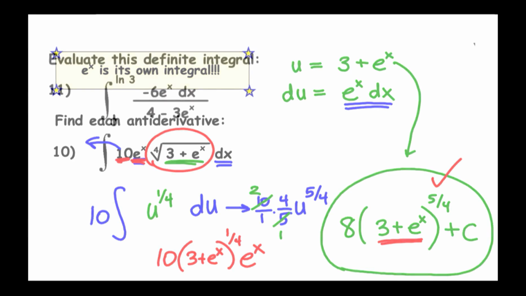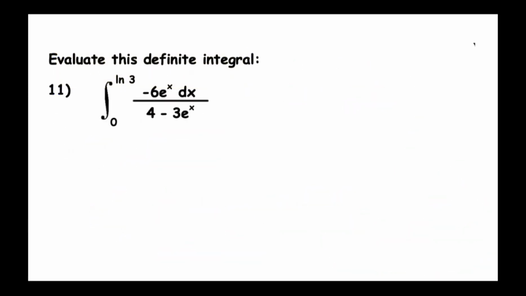Let's do it. Another u sub, but this time we have a definite integral. So we're going to definitely get just a number or a numeric answer. So we want to evaluate it. All right, well, let's start out the normal way with a u sub. And the best u is going to be this denominator right here, 4 minus 3e to the x. Making du just negative 3e to the x dx.